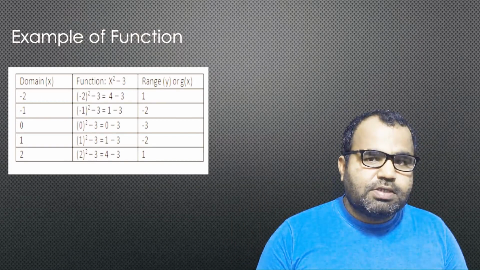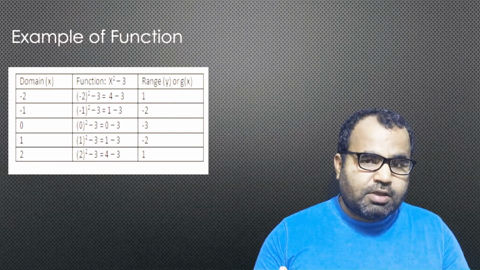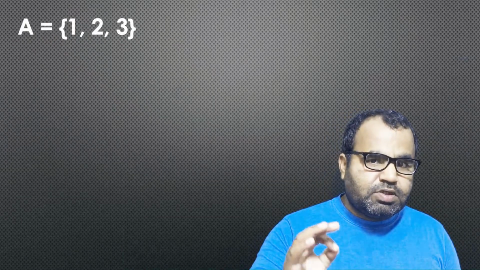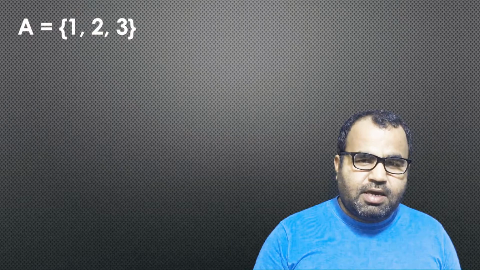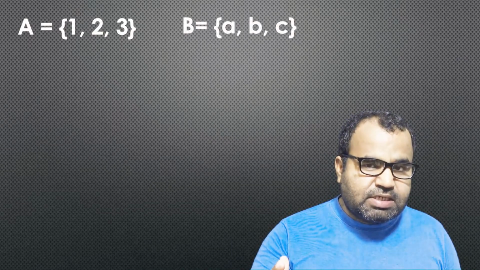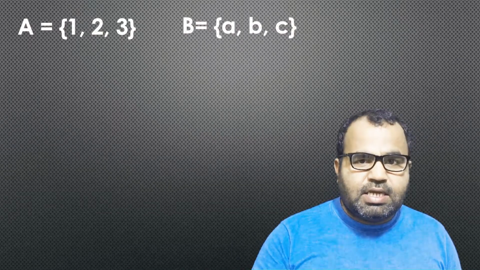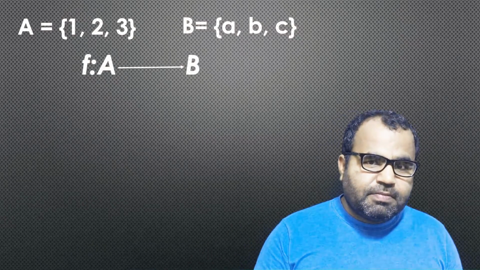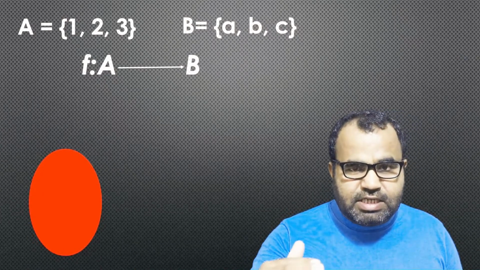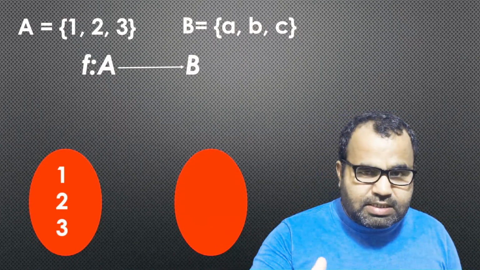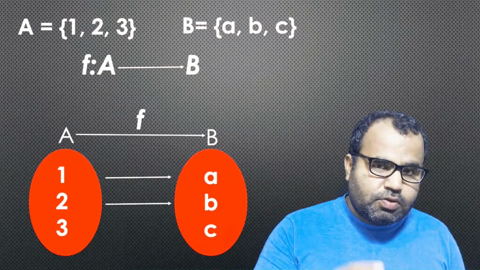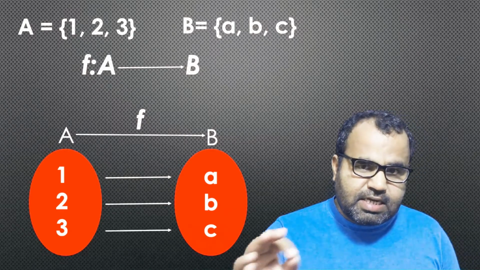Our input values are the domain of the function and the output values are the range of the function. Consider we have two sets, the set A which contains elements 1, 2 and 3 and the set B which contains elements a, b and c. F is the machine from set A to set B which assigns the elements of set A to set B just like this: 1 is attached with a, 2 is attached with b, 3 is attached with c.